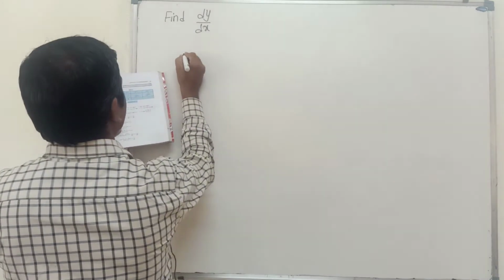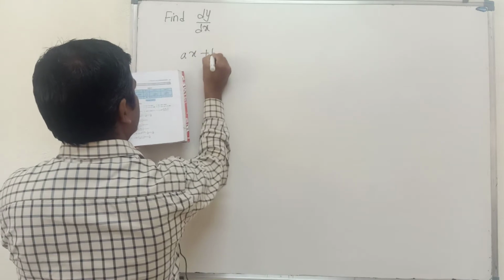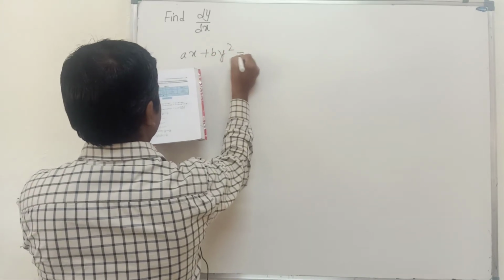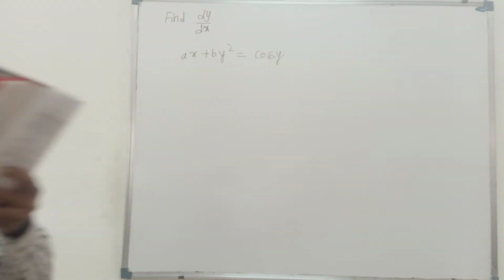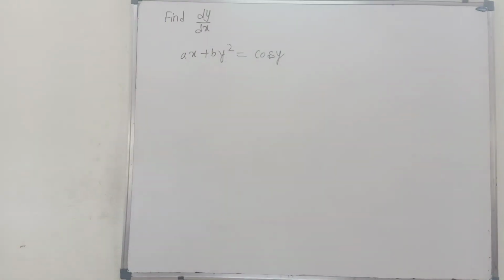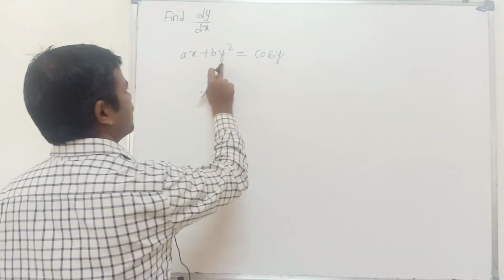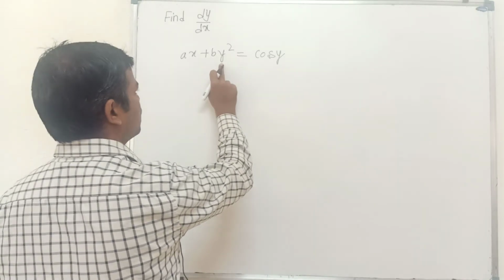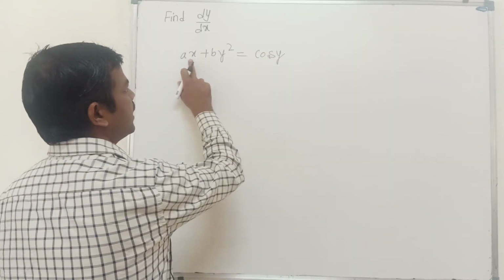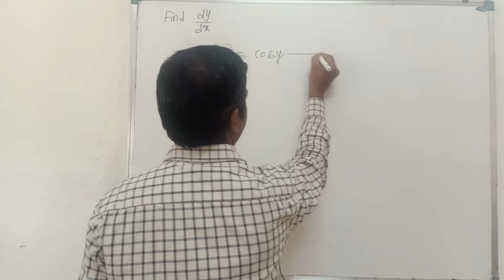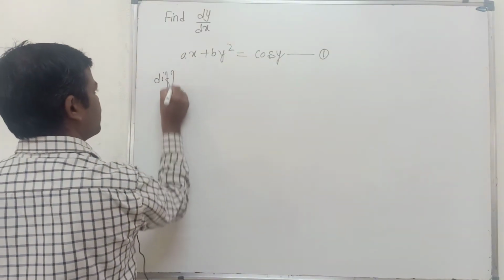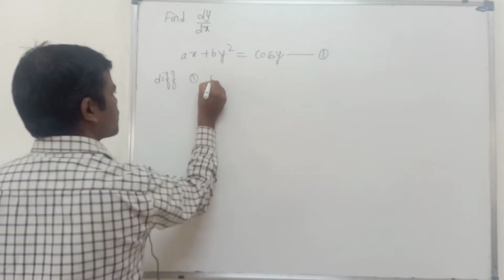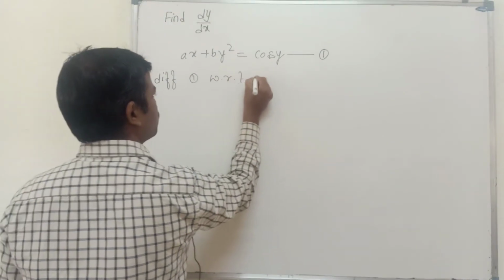Next, (ax + by)^2 = cos y. Look, it is similar. Here y is a dependent variable and x is an independent variable. Let me name it as 1. Differentiate 1 with respect to x.